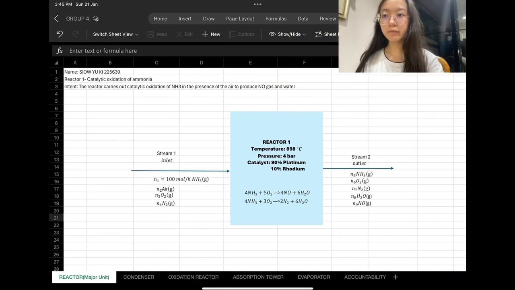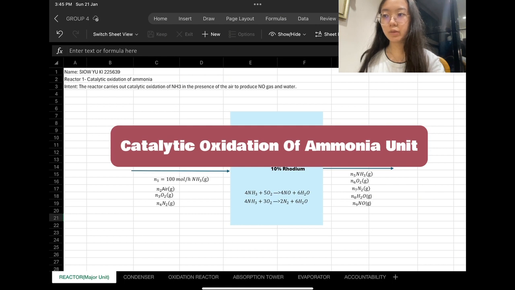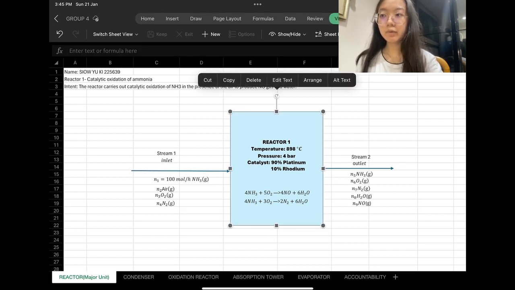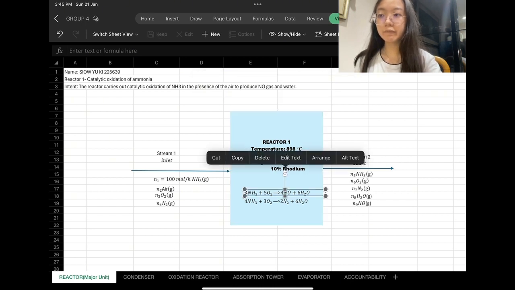I will continue with the first reactor in nitric acid production, which is the catalytic oxidation of ammonia unit. In this reactor, our feedstock, liquid ammonia, is first vaporized into ammonia gas. After that, the ammonia and air are introduced into reactor 1. Then, the ammonia gas will undergo oxidation to form nitric oxide gas, NO, which is our first desired product for our first reactor.